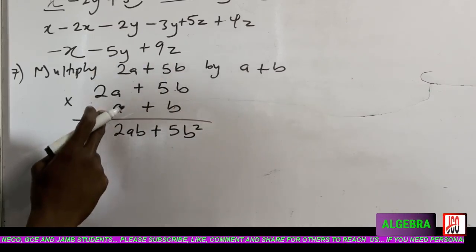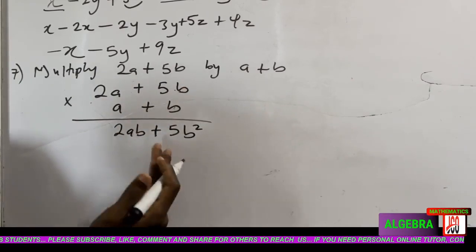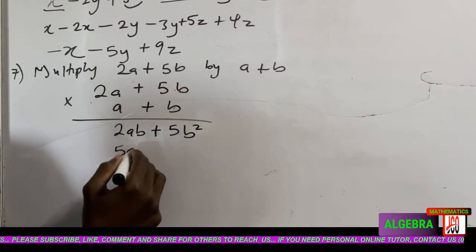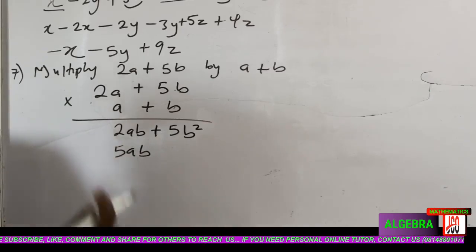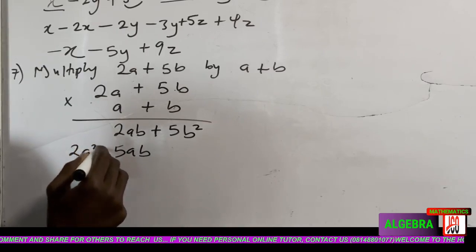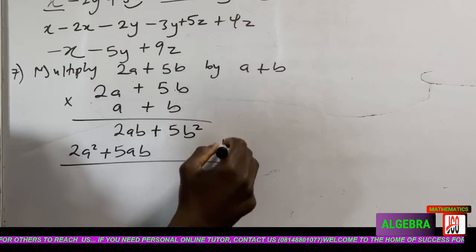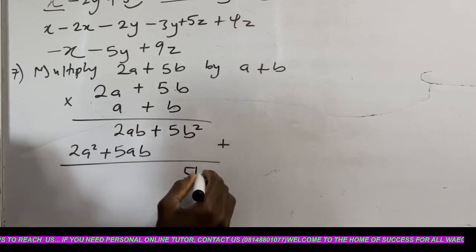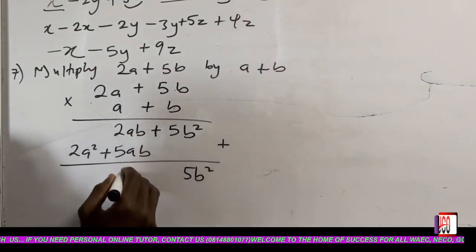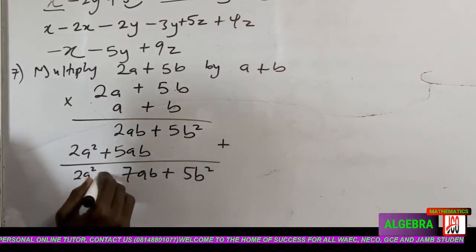I'm going to use the next term, a. Yes, a times 5b. Am I going to write 5ab? No, under the next term, 5ab. That's it. Then a times 2a is going to give 2a squared. I hope you are following. And I'm going to bring them down to add. 5b squared comes down. 2ab plus 5ab gives me 7ab. Then 2a squared.